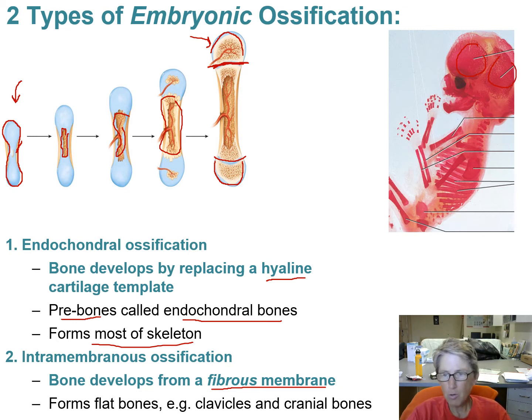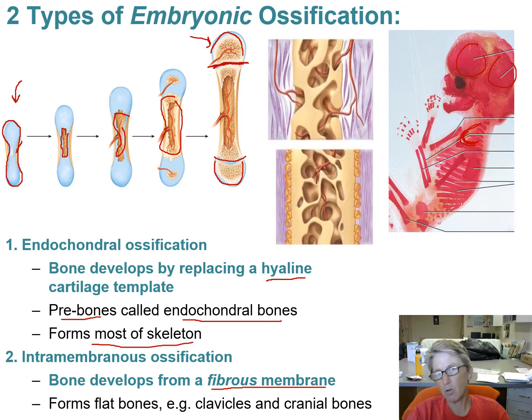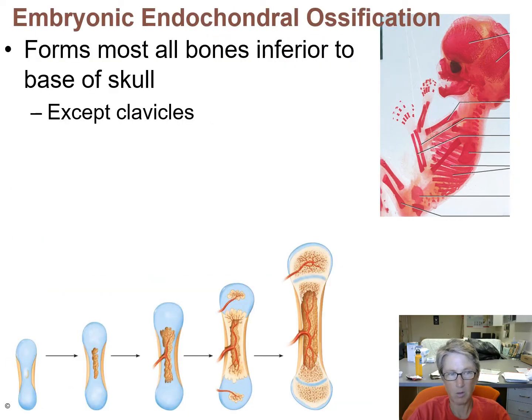And also you form the clavicles, which I think this little thing here is a clavicle, this little guy right there. And then this is a cartoon that we're going to use to talk about how you use intramembranous ossification to form your flat bones and the clavicle. So we'll use these two cartoons to talk about intramembranous ossification.